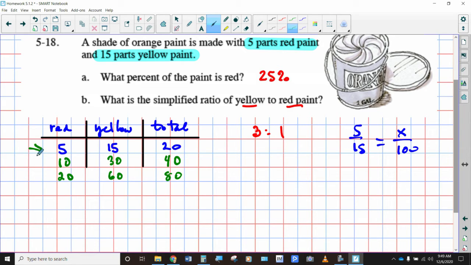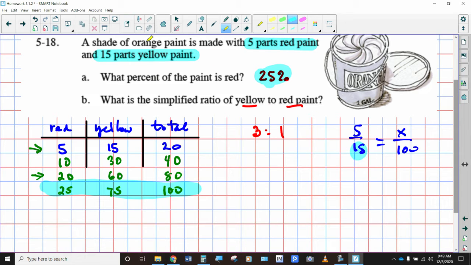And then if I add these guys together with these guys, you'd have 25 parts of red with 75 parts of yellow, gives us a total of 100 total parts. And that piece of information right there is what we need for the percents. Because 25 out of 100 is 25%, right? And 75 out of 100 would be the part that is yellow, which is 75%. So that would be one way to do it.